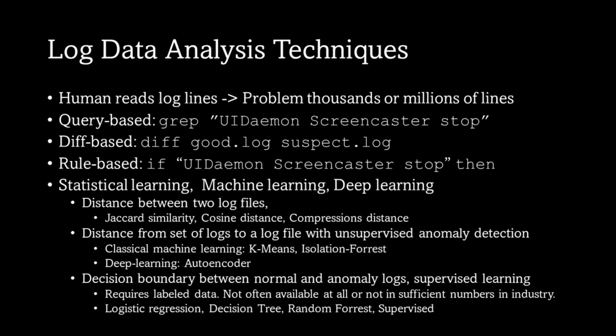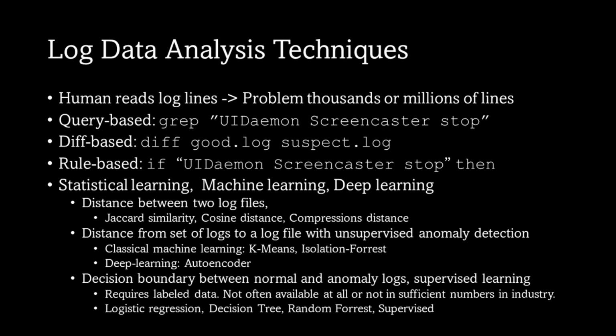To address this, we can build a model that captures the characteristics of good logs. In such cases, unsupervised anomaly detection models are particularly useful. These models assess the distance of a suspect log from a set of good logs by using algorithms such as k-means, isolation forest, or autoencoders to identify deviations.